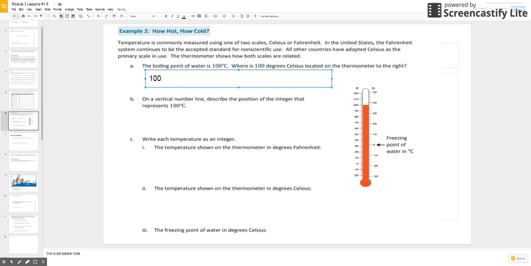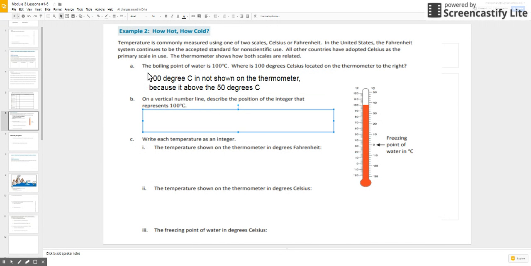100 degrees Celsius, so we're just going to put C, is not shown on the thermometer. Now, why is it not shown? Because, oops, let's fix that. It's above the 50 degrees. I'm going to put Celsius. All right, so there we go. So it's not on here because 100 degrees is above the 50 degrees and it only goes up to 50 degrees Celsius. So there you go.